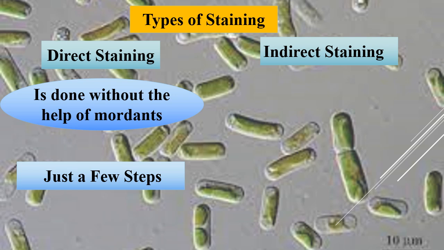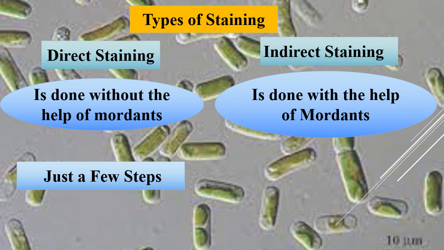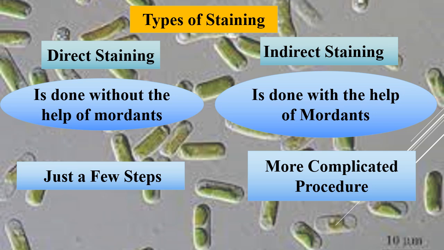But in indirect staining, we are going to use mordants. This means that we are going to use some chemicals that will help us to stain some constituents of the cells or of the tissues that would not be able to be stained if we did not use these chemicals or mordants. This happens when we use the procedure of dehydration, in which we use some chemicals that are fixatives that help us to stain the cells. So, in this case of indirect staining, the procedures are more complicated.